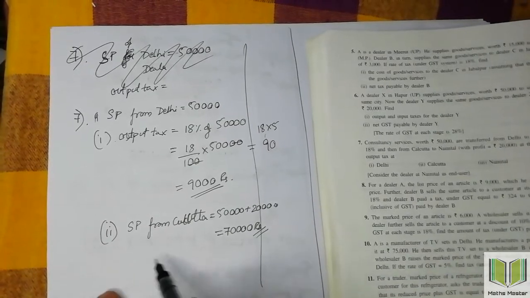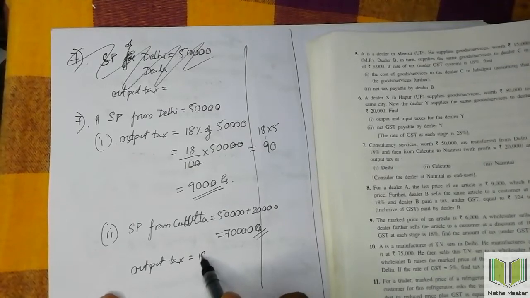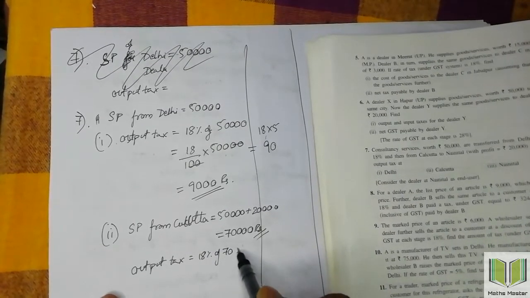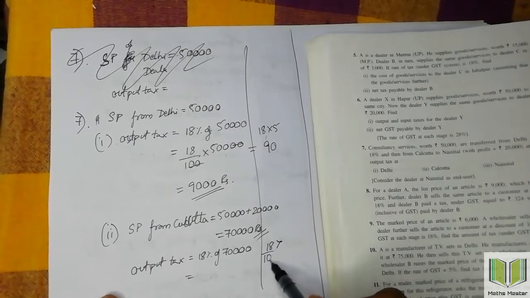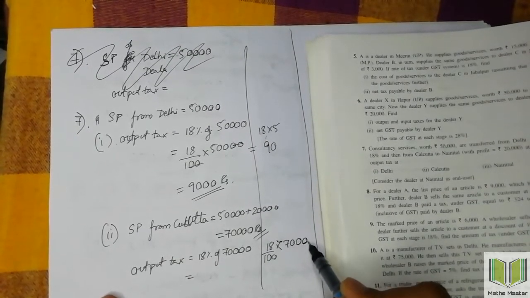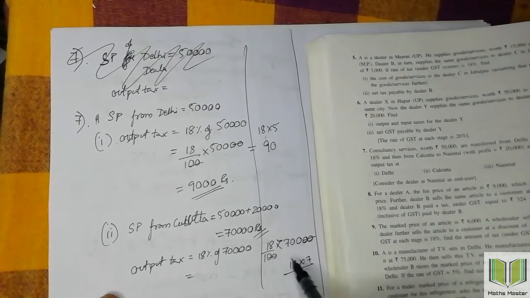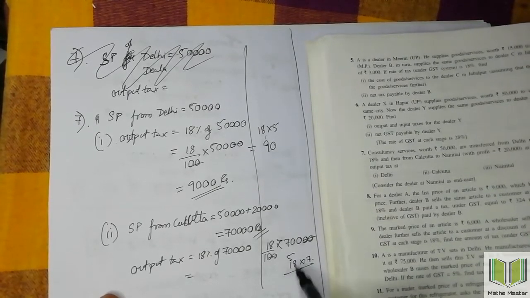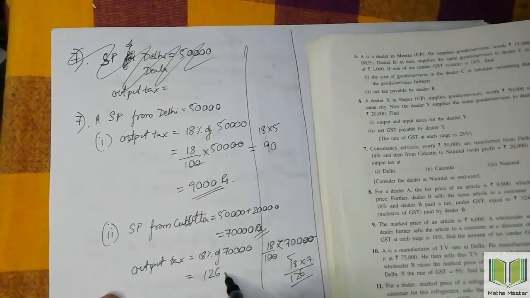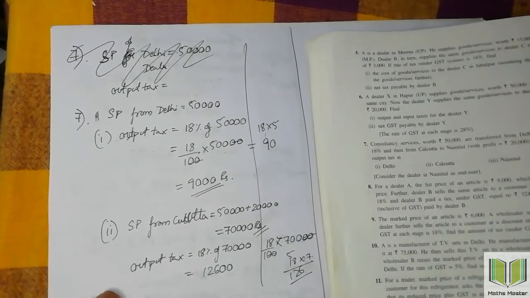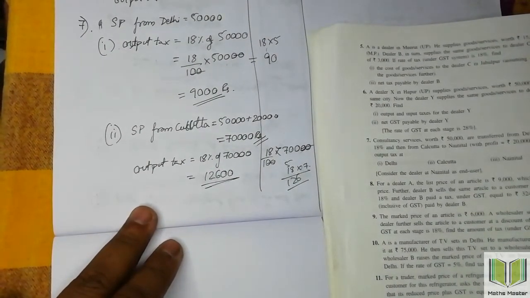Now output tax will be equal to 18% of 70,000, which is 18 by 100 multiplied with 70,000. Zeros get cancelled. 18 times 7 is 126. So 12,600 rupees will be the output tax paid by the Calcutta person.